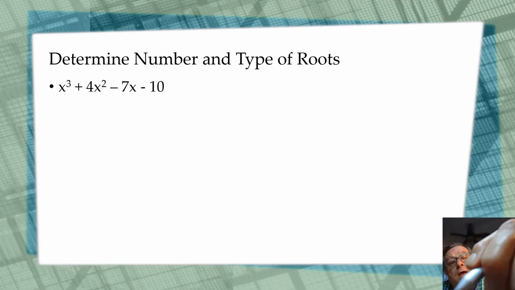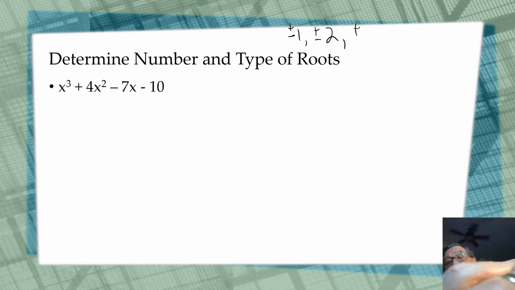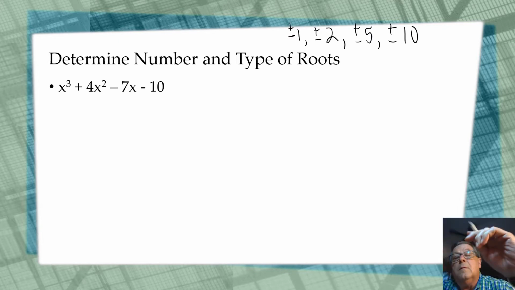So let's see. Let me write it like this. I could have plus or minus 1. I can have plus or minus 2. I might have plus or minus 5. And I might have plus or minus 10.